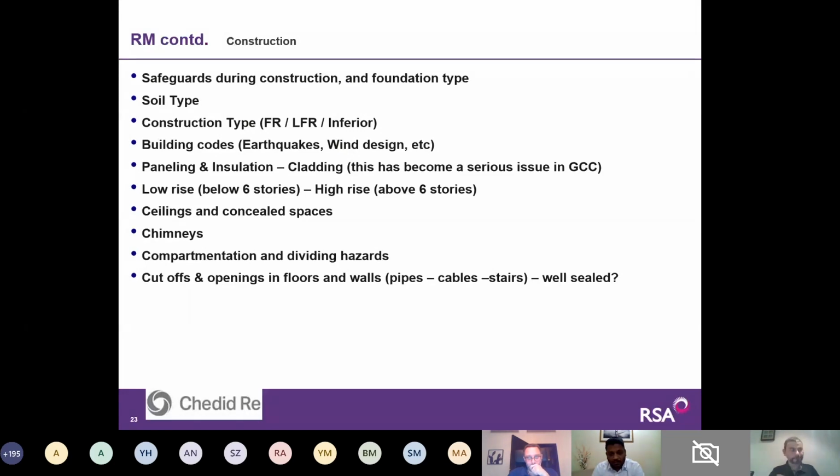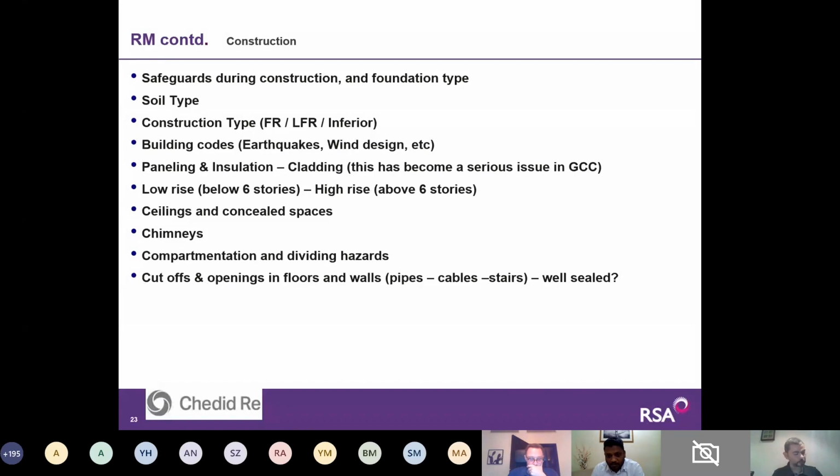Compartmentation and dividing hazards. This is something we don't see too much, but we can see in pharmaceutical plants, for example. If you go inside a pharmaceutical plant, you'll find very thick walls between one department and another. So in case of loss, the other department is still working. Compartmentation and dividing hazard. Sometimes in manufacturing plants, it's businesses like that. It has to be like that.